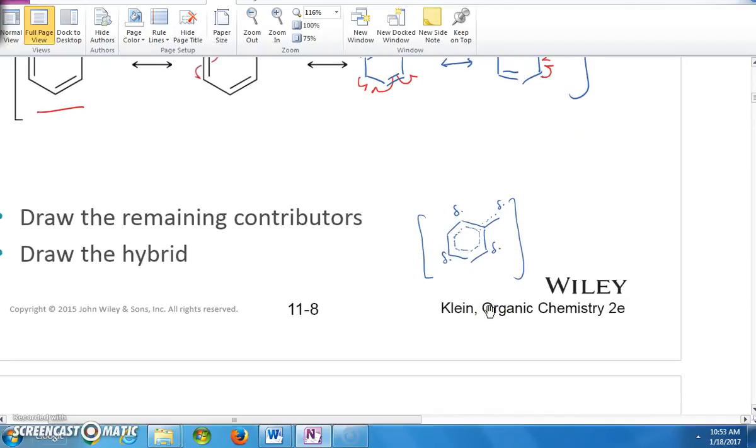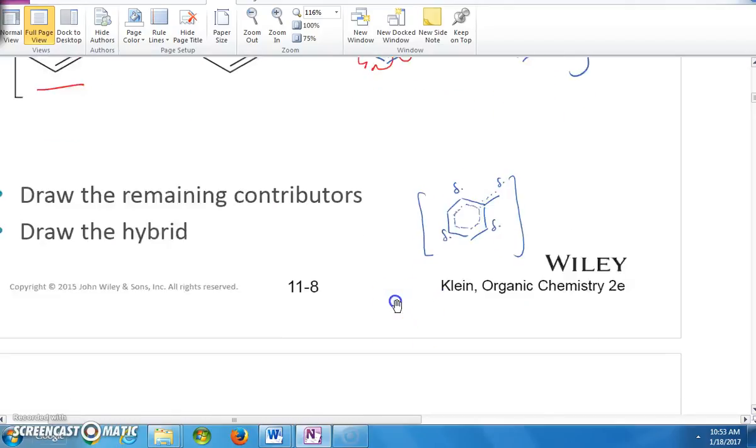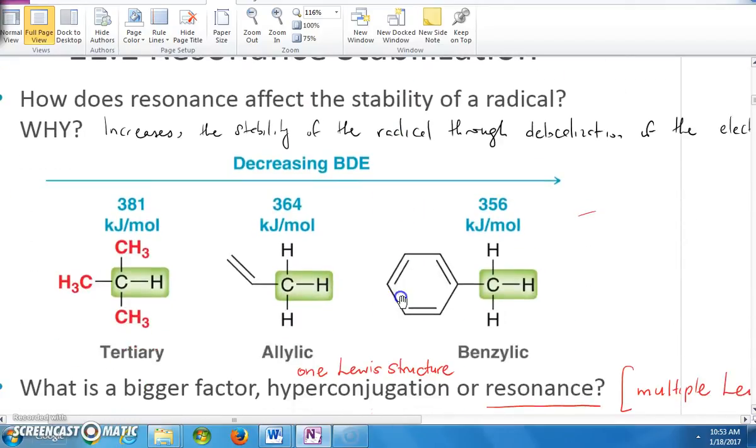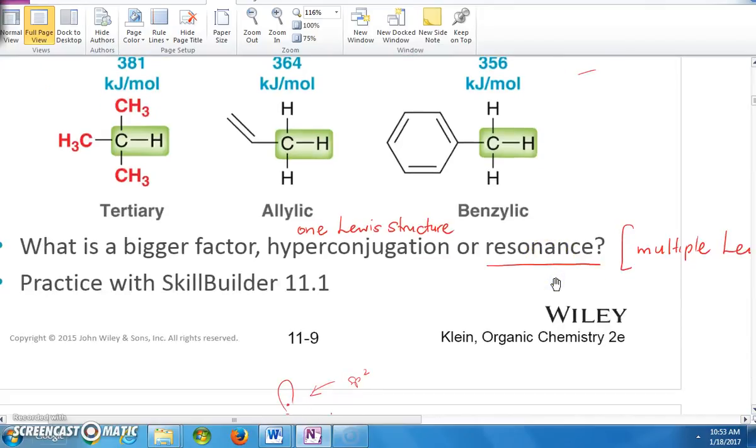And by the time you draw the hybrid, you can see that the electron density is located at all these carbons here. That's why they have a partial charge. Okay, now how does resonance affect the stability of a radical? You see, resonance increases the stability of the radical through delocalization of electrons.